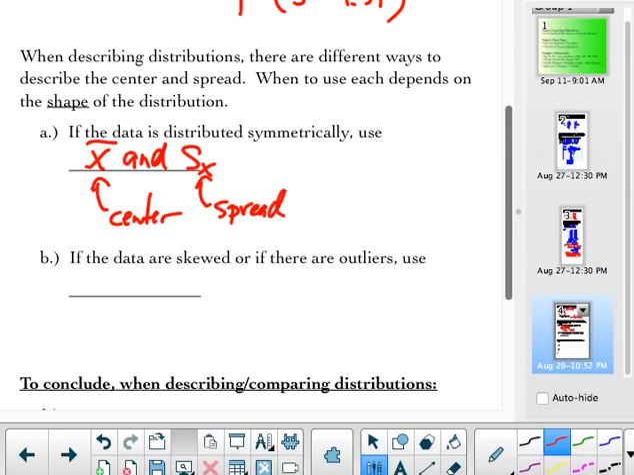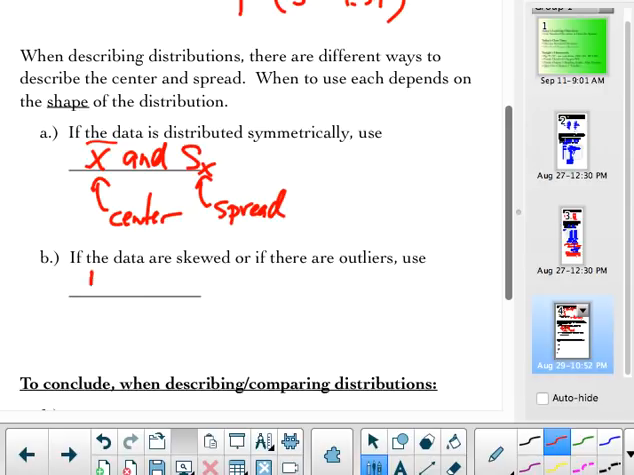If the data are skewed or if there are outliers, what we saw by moving that one extreme point from 77 to 97 was that the mean and the standard deviation became disproportionately out of whack. No longer do the mean and the standard deviation actually describe the center and the spread. They've been really impacted by that one outlier in this case. But the median and the IQR have not really changed at all, right?